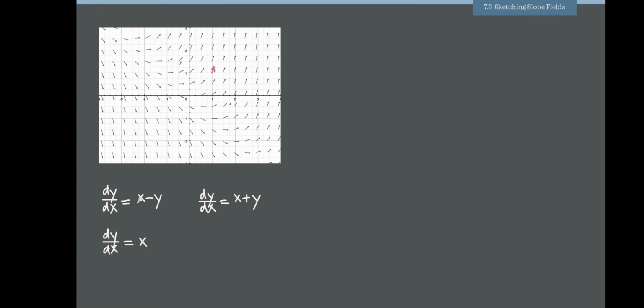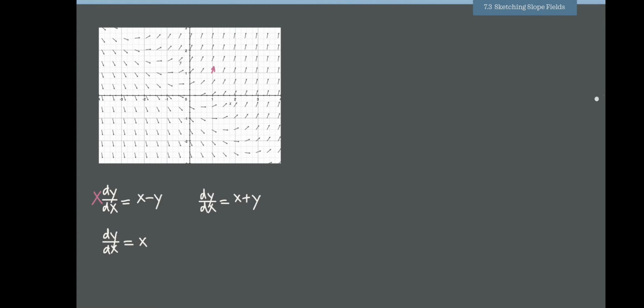So if we choose 1, 1, x is 1 and y is 1, here we get 1 minus 1 is 0. Well, that little purple arrow doesn't have a slope anywhere close to 0, so this is probably not our correct differential equation. For dy over dx equals x, if we plug in 1, 1, we get 1. That arrow looks a little steeper than 1, but it could maybe be this differential equation. I don't feel like we can rule it out just yet. Let's check this third one here. At 1, 1, we get 1 plus 1 is 2. That looks more like a slope of 2, so I'd be leaning toward this differential equation, but let's test another point just to make sure.